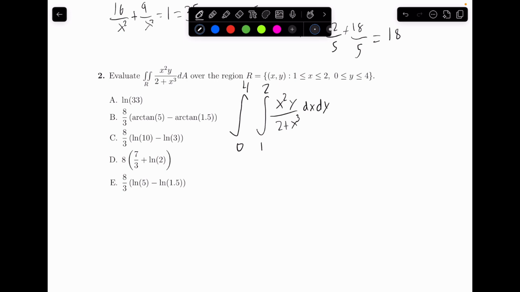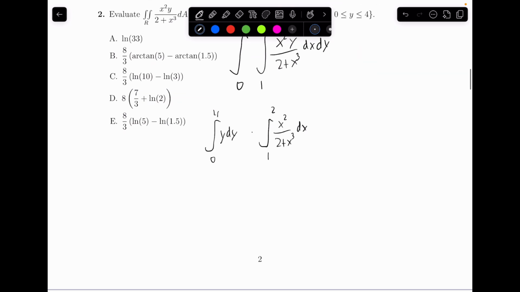So we can rewrite this as the integral from 0 to 4 of just y dy, times the integral from 1 to 2 of x squared over 2 plus x cubed dx. That looks like an 11, I can't lie, but let's go ahead and make that a 4.